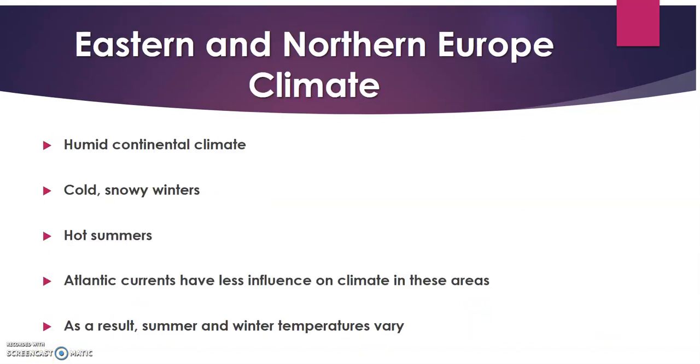Now on to the Eastern and Northern Europe climate. Here there is a humid continental climate. Now what's interesting about this area is that the Atlantic currents have less influence on the climate in this area. So what that means is that the summer and winter temperatures may vary. So during these seasons, the temperatures are never the same.